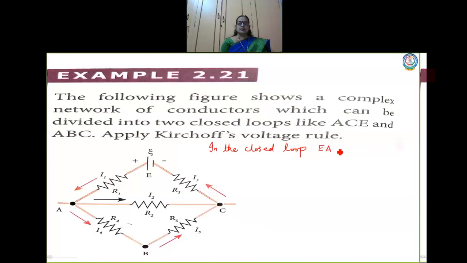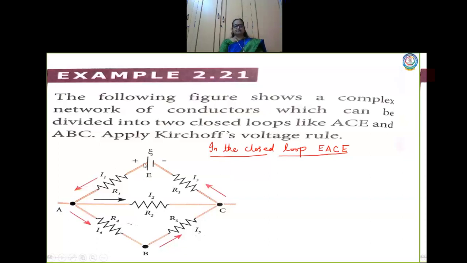E, A, C, E. Whenever you talk about a closed loop, where you start, there you should end. See here, look at the diagram. I have started from E. Look at the direction, children. E to A, then A to C, C to E. So this is the loop E, A, C, E that I am talking about. I started with E and I end with E. So let us start from here.